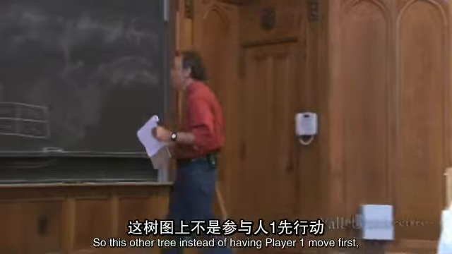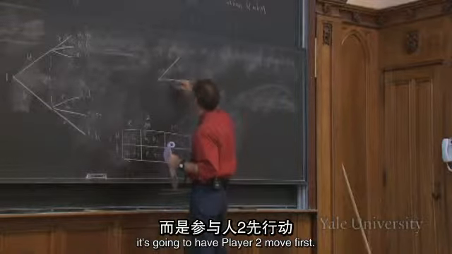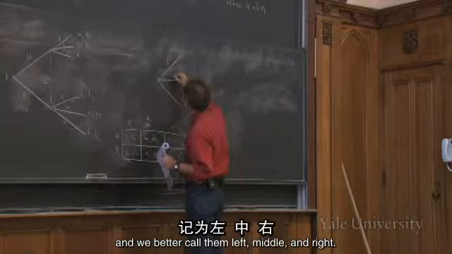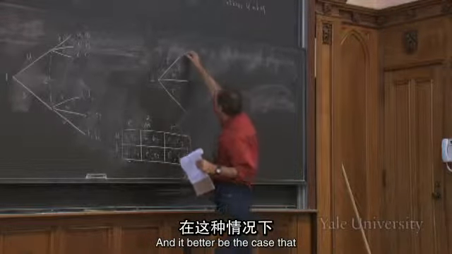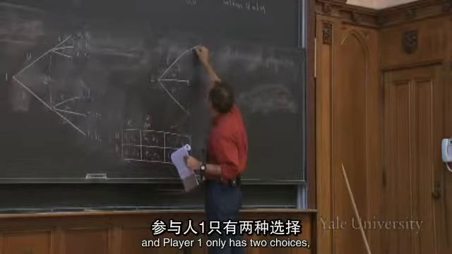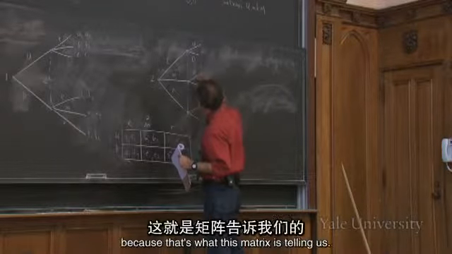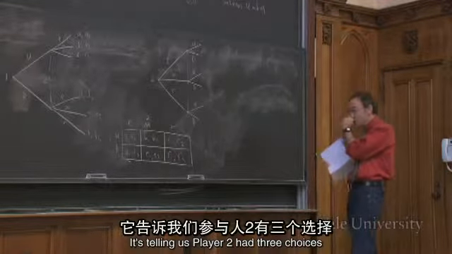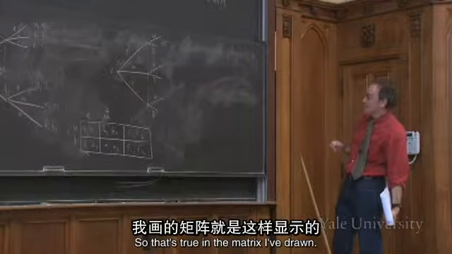Here's another tree. Instead of having player 1 move first, it's going to have player 2 move first. Player 2 better have three choices, and we better call them left, middle, and right. And it better be the case that player 1 is in one big information set, and player 1 only has two choices, which we'll call up and down. That's what this matrix is telling us: player 2 had three choices and player 1 had two choices. So that's true in the matrix I've drawn.